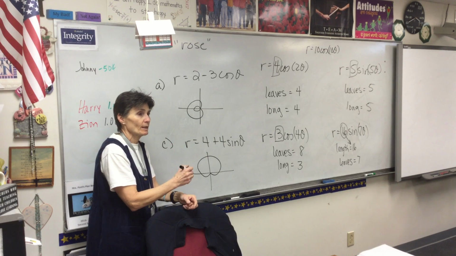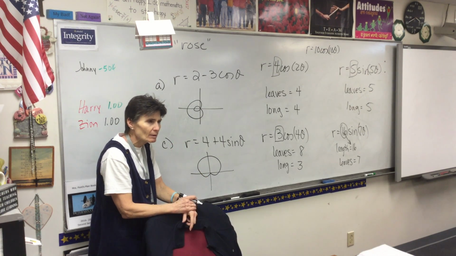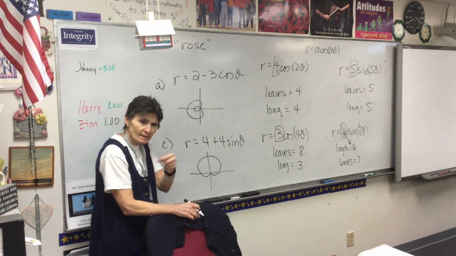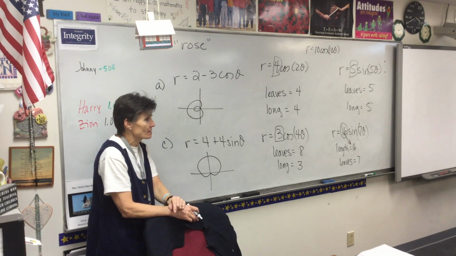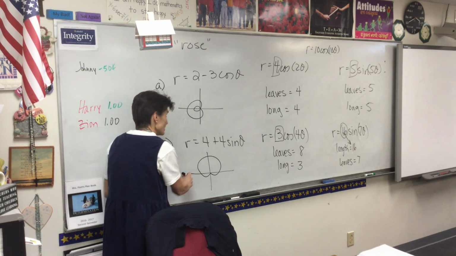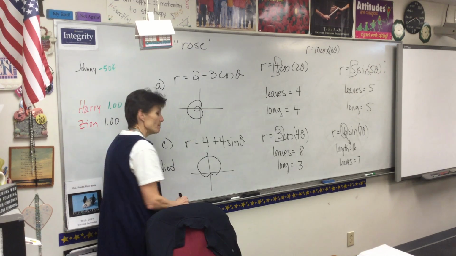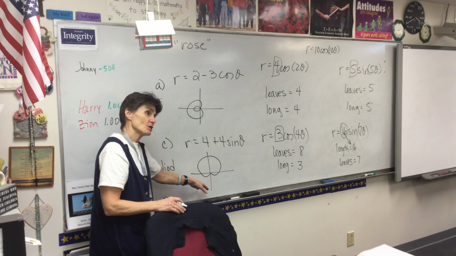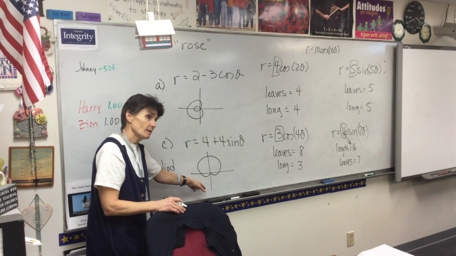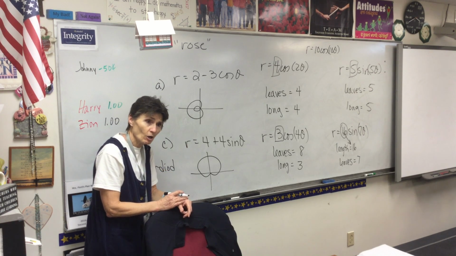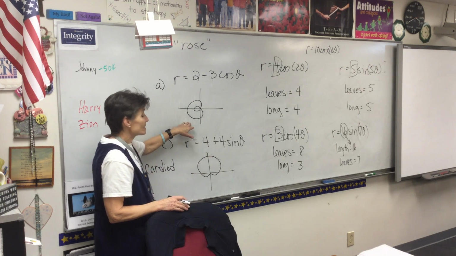What is different about this second shape? It doesn't have a little circle inside of it. This one is called a cardioid. Because if you use your imagination, what does that look like? A heart. That looks like a heart.